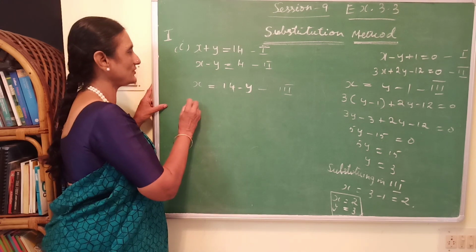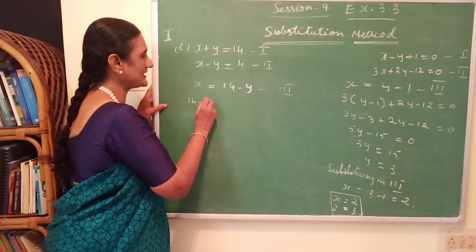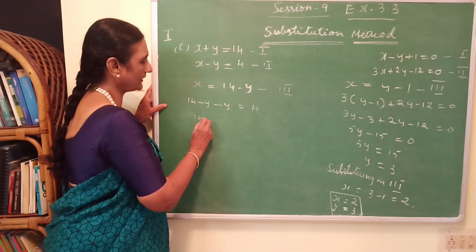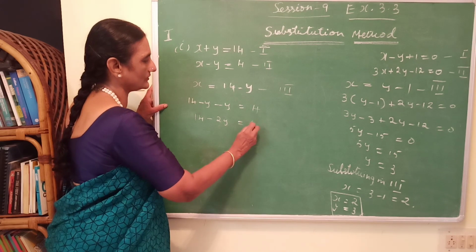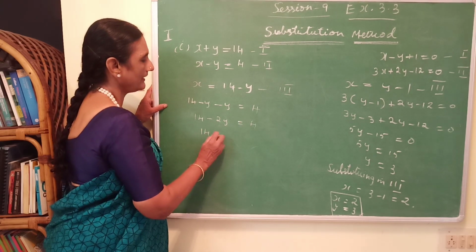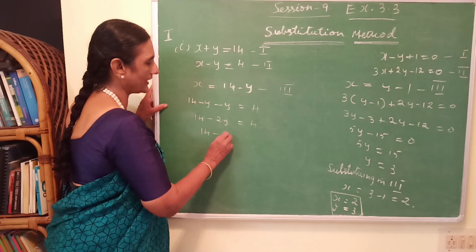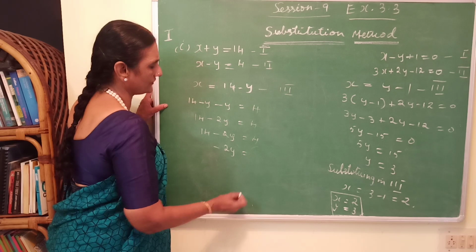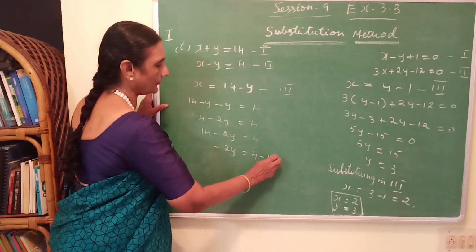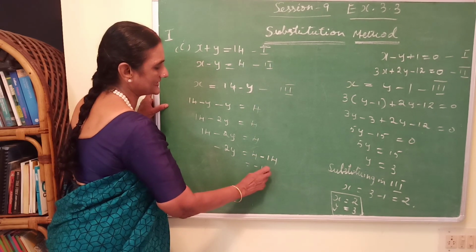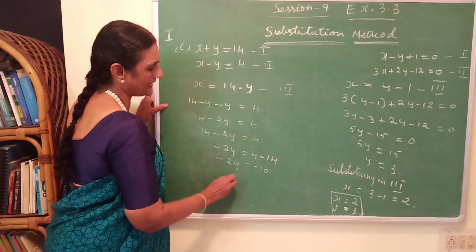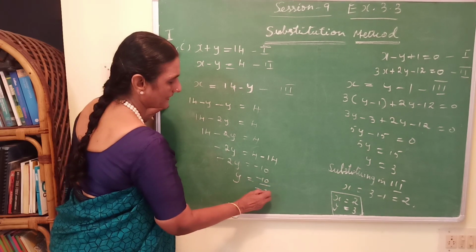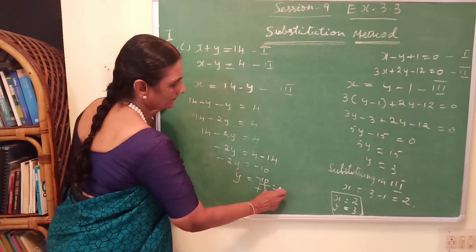So if you substitute, you will get 14 minus y minus y is equal to 4. Therefore 14 minus 2y is equal to 4. So minus 2y is equal to 4 minus 14, that gives you minus 10. So minus 2y is equal to minus 10. y is equal to minus 10 by minus 2, giving the value 5.